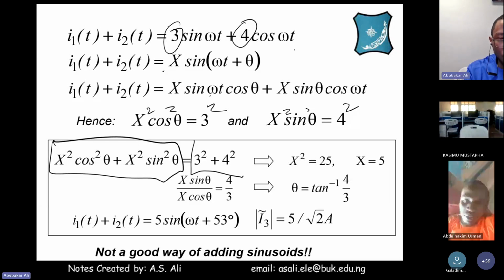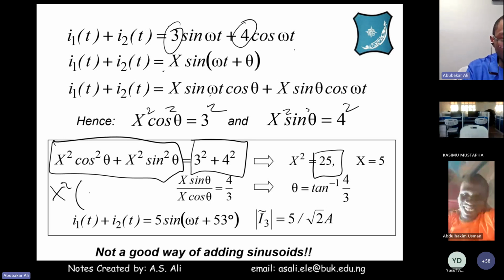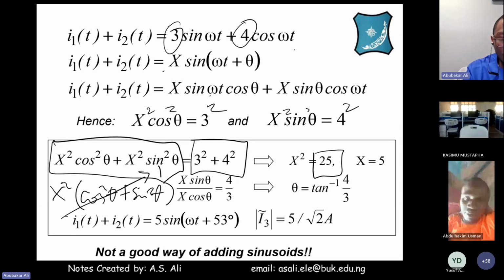Because we said these two are the same. And when you do this summation, this one will give you 25. This one, x squared is common. Cos squared theta plus sine squared theta can be taken in bracket. And this summation we all know from trig is 1, right? So that leaves us with x squared equals 25. And if you take the square root, x equals 5. So we now know the amplitude.